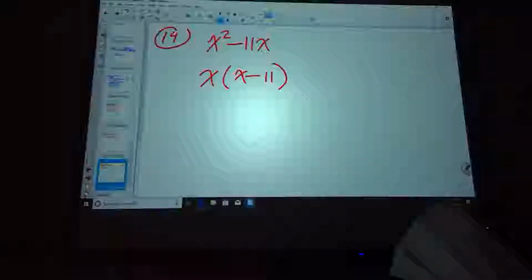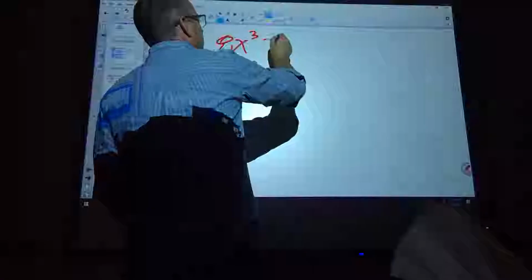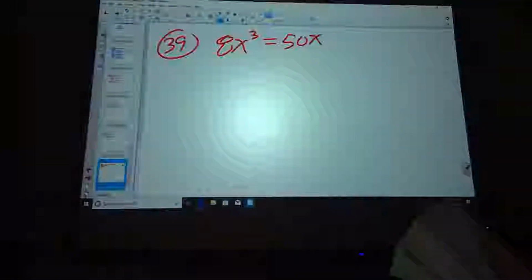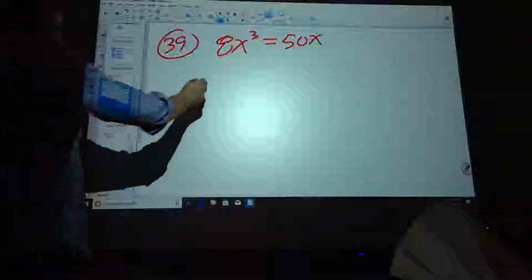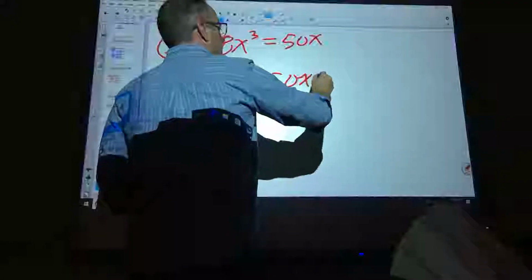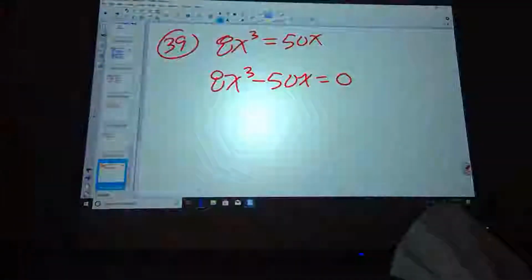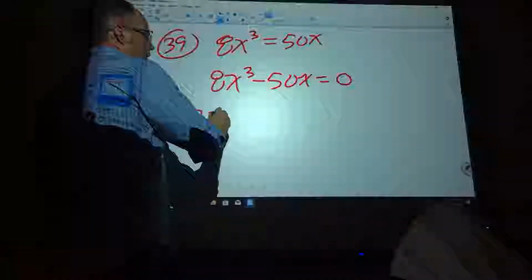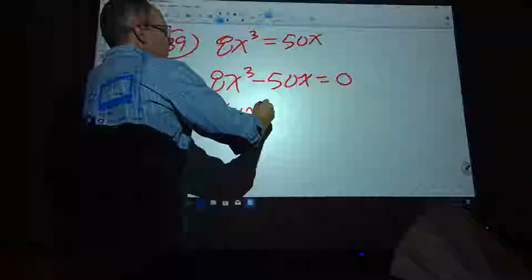39. What do you got? 8x cubed equals 50x. First thing I would do is I would bring the 50x over by subtracting it. And then I look at it and say, oh my gosh, is this the difference of two squares? Not yet. I could factor a 2x out of both. And that's going to leave me 4x squared minus 25.